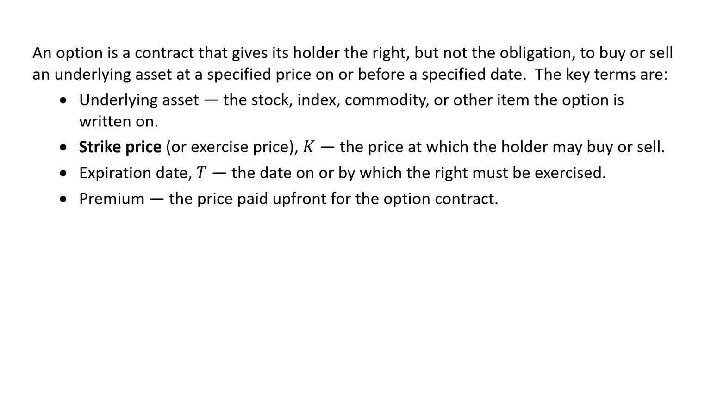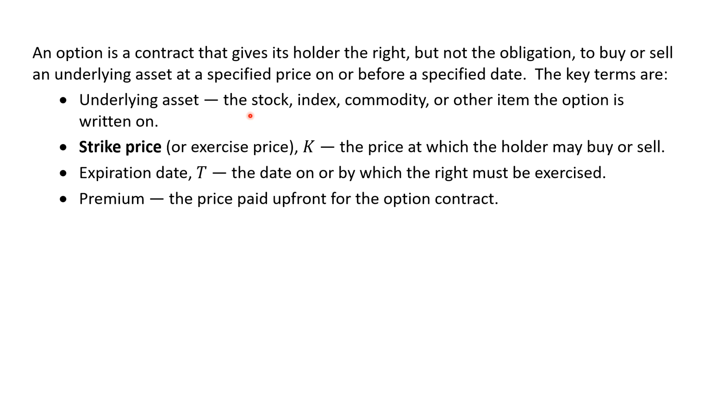So let's look at the first type of derivative, an option. It's a contract that gives its holder the right, but not the obligation, to buy or sell an underlying asset at a specified price on or before a specified date. The key terms, and we'll get into the details, but I just want to define the terms here.